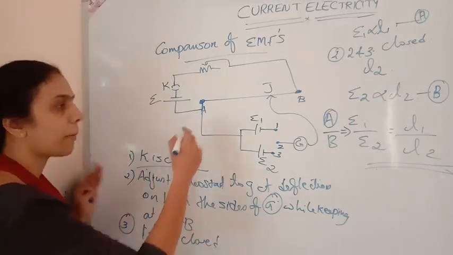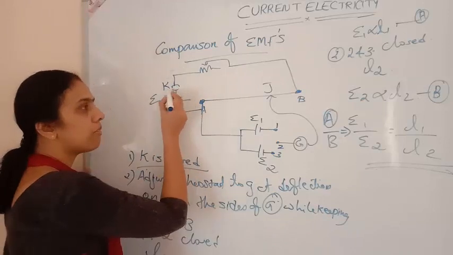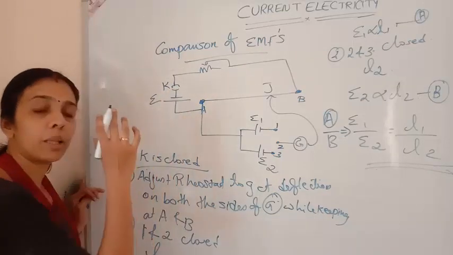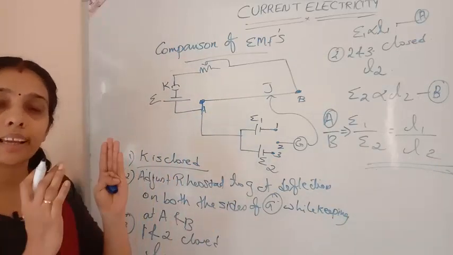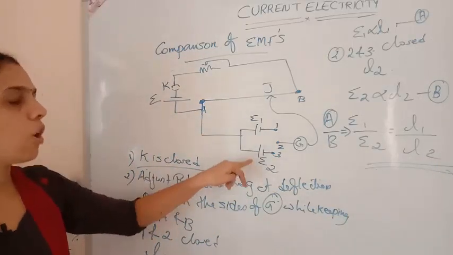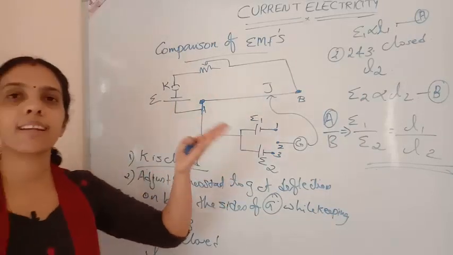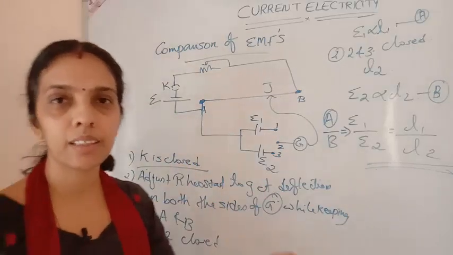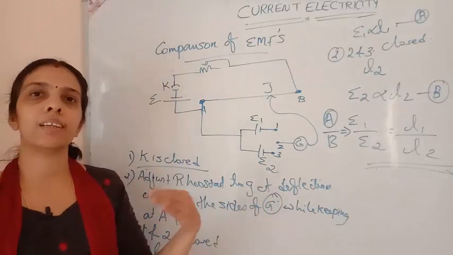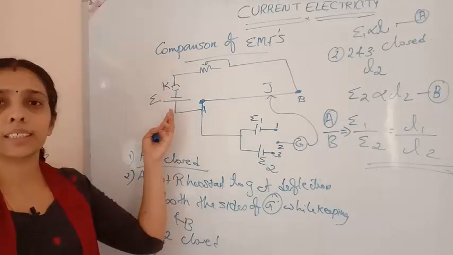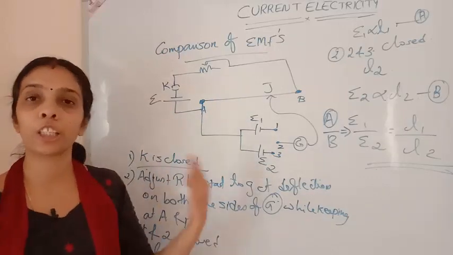Clear? While comparing the EMFs, one thing you should remember: the EMF in the primary circuit, or auxiliary circuit, should be greater than the sum of these two EMFs. Usually a Daniell cell and a Leclanché cell are used as E1 and E2. So we will take 2 volts or so for the EMF here. If you take below that, it won't work properly because of the potential difference.